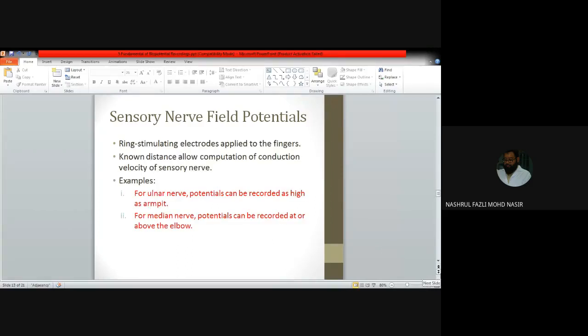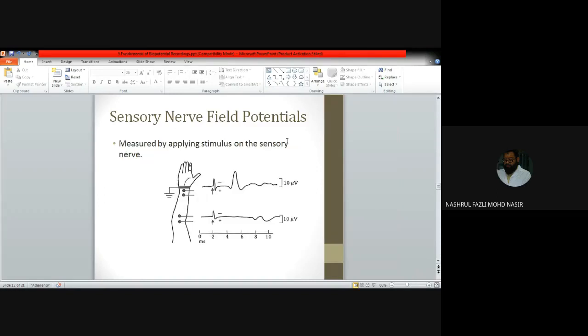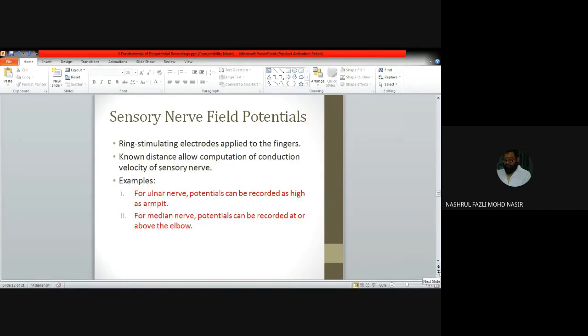Ring stimulating electrodes are applied to the fingers. A known distance allows computation of the conduction velocity of the sensory nerve. For the ulnar nerve, potential can be recorded as high as the armpit, so it can be quite high. For the median nerve, potential can be recorded above the elbow. So this is how you compute it.